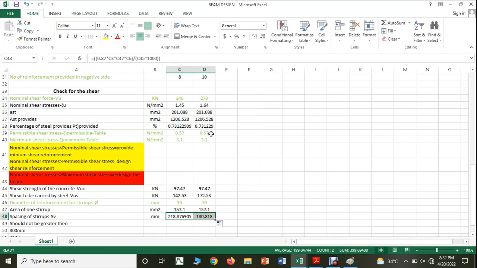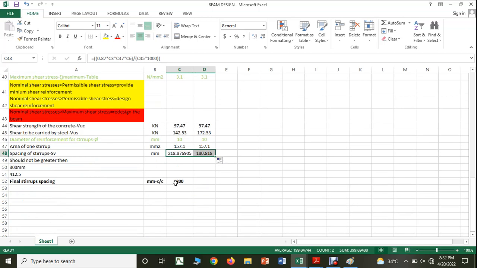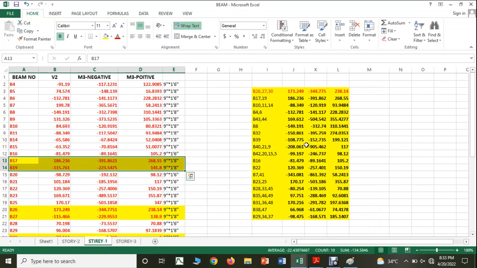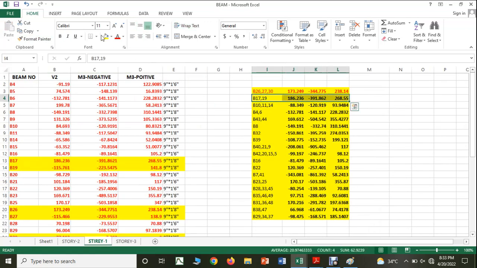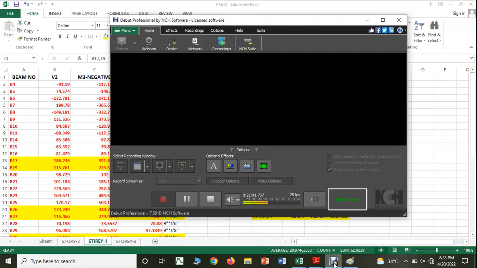Whereas this is less than 3.1, safe, therefore I can provide the stirrups at a spacing of 180 mm center to center, right? So like this I can design the beam. So another set of beams is ready. Like this, let us do all the other beams in the next video. Okay, thank you learners.